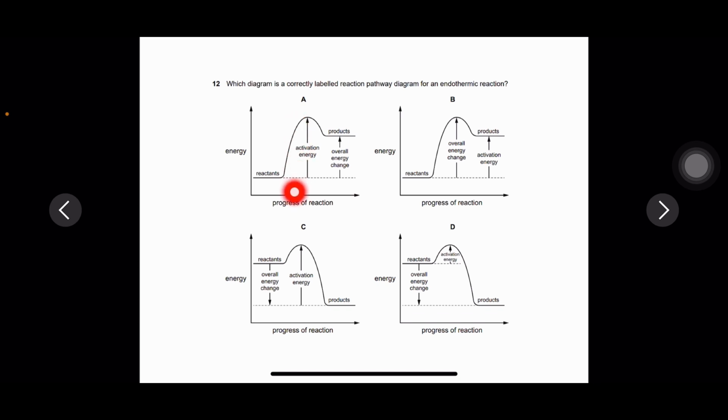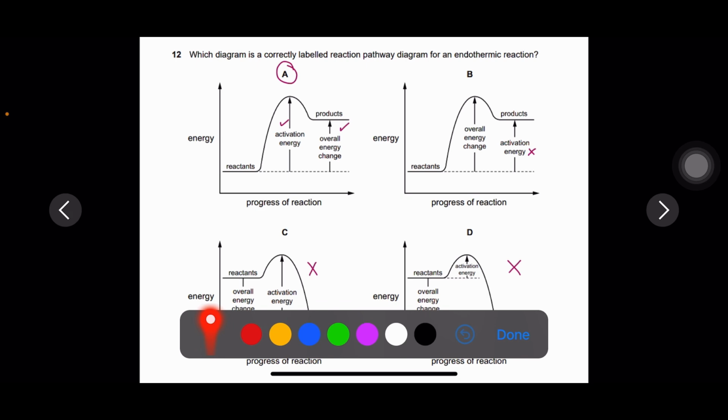In option A, you can see this arrow is giving you activation energy. That's the correct one, because starting from the reactants till the peak is activation energy, the minimum energy required to start a chemical reaction. And the difference in the energy of reactants and products is called overall energy change or enthalpy change, delta H. So option A is the correct answer, because here they are showing you the wrong information. It must be activation energy and this must be enthalpy change or overall energy change. Option A is the correct answer.